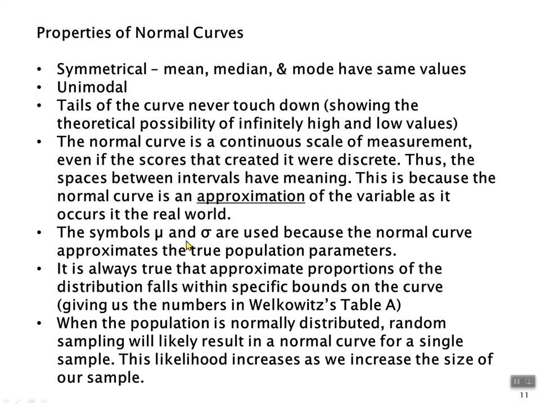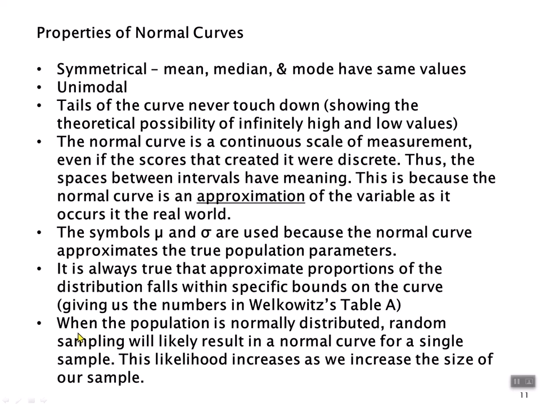The symbols mu and sigma are the population values. Mu is the population mean and sigma is the population standard deviation. They are used because the normal curve approximates the true population parameter for the distribution of scores. So we're assuming that we're working with a population, not a sample. It is always true that the approximate proportions of the distribution fall within the specific bounds of the table, those percentages between the standard deviation marks, the z-score marks, the 34% and so on.